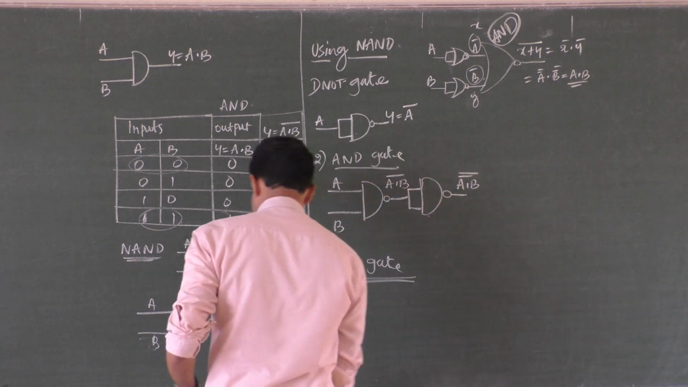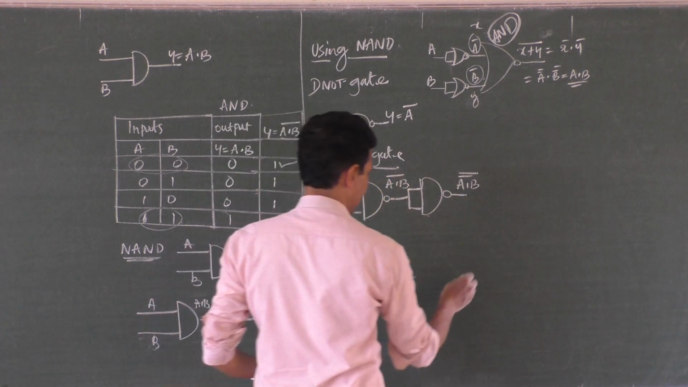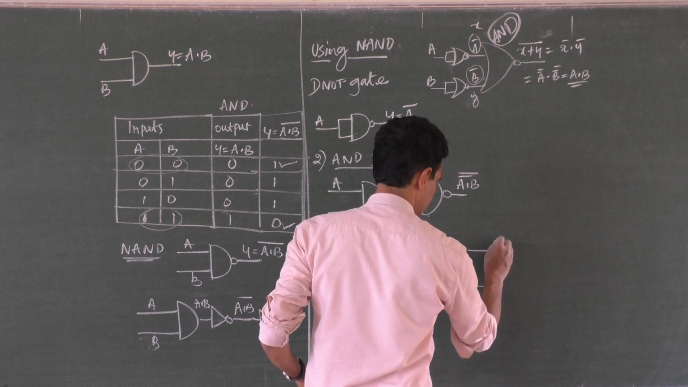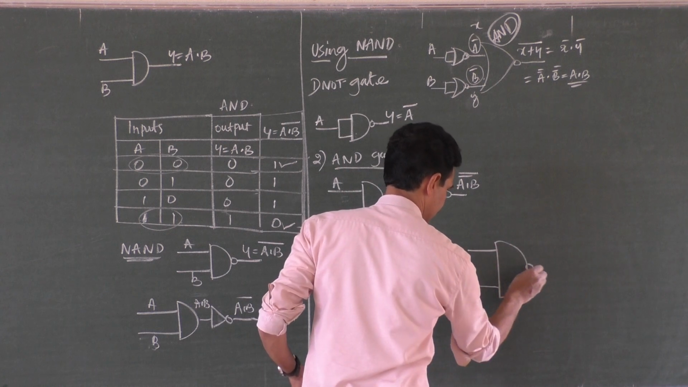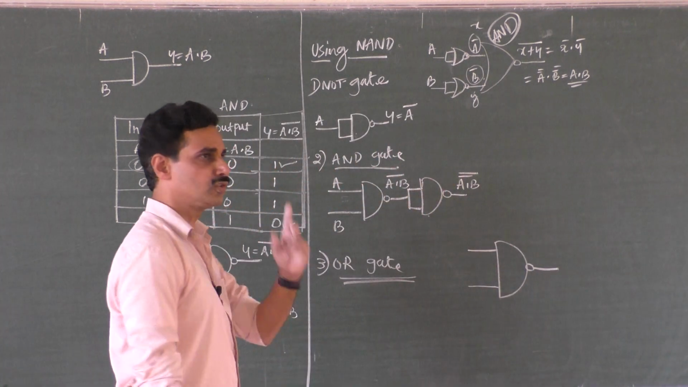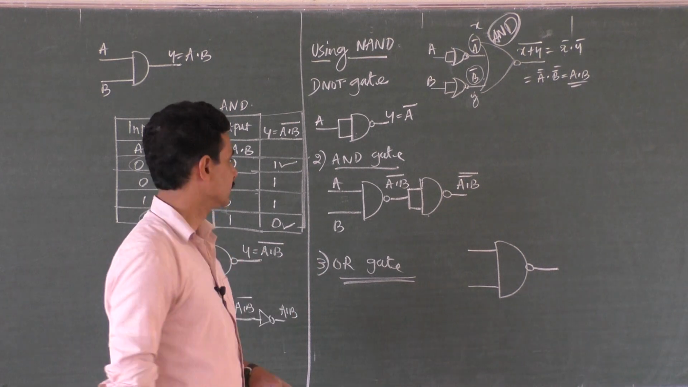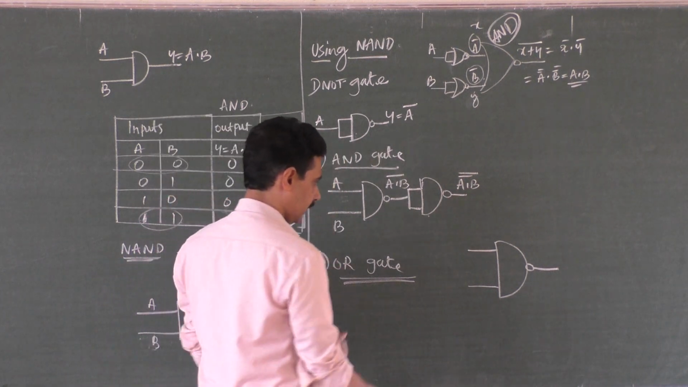So I'll write it here. Take a NAND gate, like this. Connect 2 NOT gates to the input. So where are NOT gates? Here, using NAND gate only.